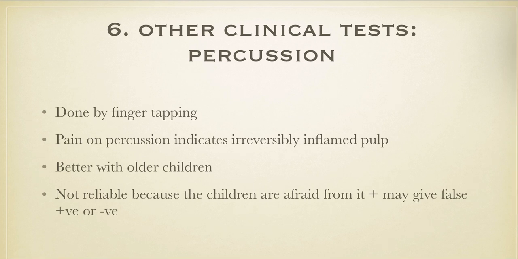Percussion. The percussion is done by finger tapping. The pain on percussion indicates irreversibly inflamed pulp, and it is better with older children. With younger children, as they move a lot, it cannot be that reliable. And the children might be afraid of it, and it can give false positive or negative results.